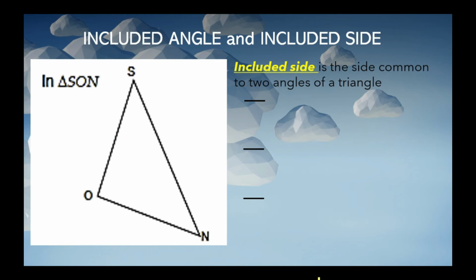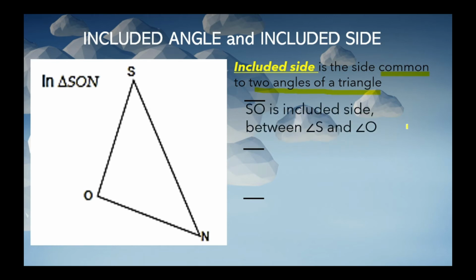Okay. Let us have included side. Ito naman yung side ang ating pag-uusapan. So included side is the common side to two angles of a triangle. Ito naman yung side na common. So, tingnan natin. Example. Okay. Side SO is included side between angle S and angle O.